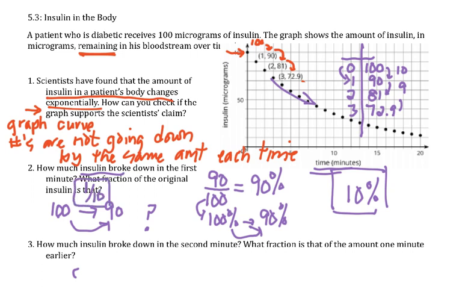1/10. That's what I got. How else can I do that? Well, if I take 90 over 100, and now I have 9/10, because all I did was divide the top and the bottom by 10, I get 9/10.